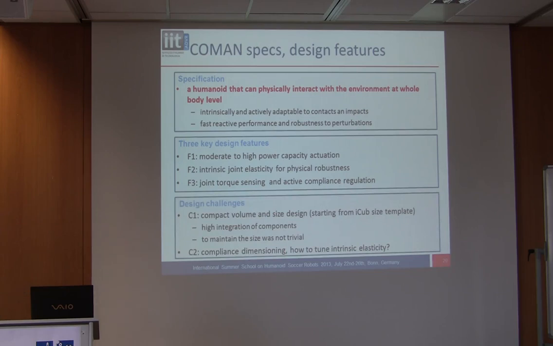We had a number of design challenges. The first was the compact volume of the robot. As I said, this was a follow-up project of the iCub, so we tried to follow the same size template. We started from the original iCub, and then tried to introduce the additional components, which are the joint elasticity and also the load cell. This requires high integration if you want to keep the same size while adding the additional components. And the second challenge, as I mentioned before, is that once we design the robot we can select our springs, but how to select the springs on the joints, and how to do this in a general, systematic way at the full body level. So we discuss both the design and also this tool.